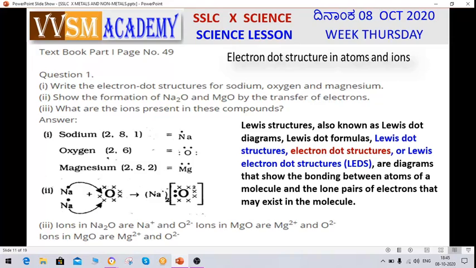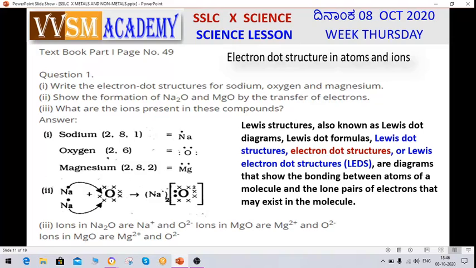Therefore, sodium is 2,8,1. First, I would like to tell you that electronic configuration means you should immediately think about the structure of the atom. The electrons are revolving around the nucleus in different orbitals. These are called atomic orbitals: 1s orbital, 2s orbital, 3s orbital, 4s orbital, like this. This is the Aufbau principle. It is a big procedure, but from the examination point of view, I'm telling you that the distribution of electrons in the sodium atom is 2,8,1.